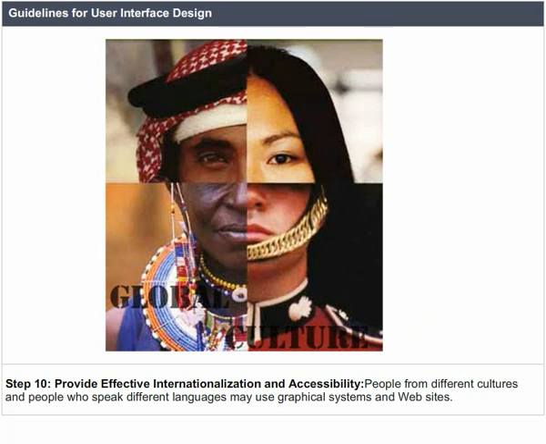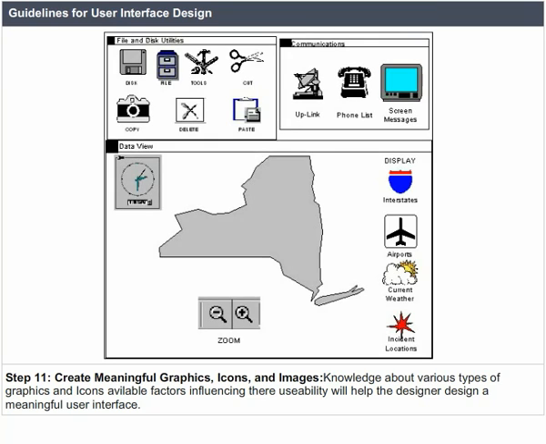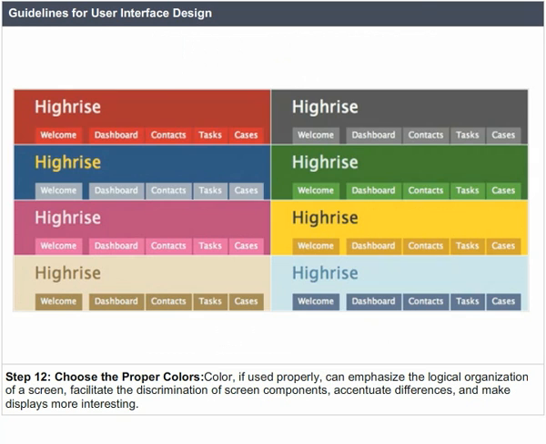Step 10. Provide effective internationalization and accessibility. People from different cultures and people who speak different languages may use graphical systems and websites. People with disabilities may also be users. The user interface should provide accessibility to all kinds of users. Step 11. Create meaningful graphics, icons, and images. Knowledge about various types of graphics and icons available, and factors influencing their usability, will help the designer to design a meaningful user interface.